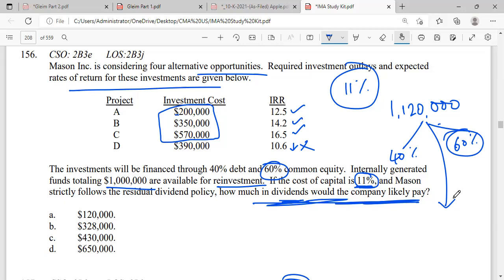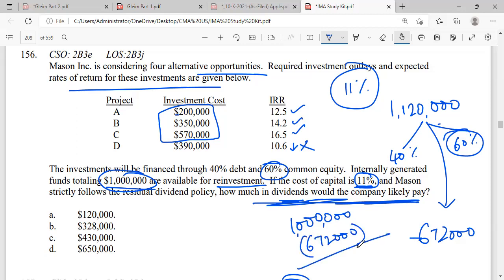1,120,000 multiplied by 60% gives 672,000. I have this 672,000 with me as the equity. Out of this, the 100,000 is my retained earnings. Out of this, I'll remove whatever is the requirement, this 672,000.